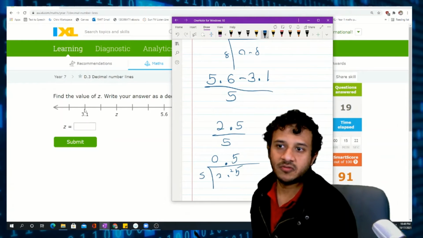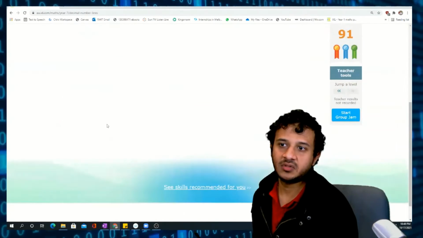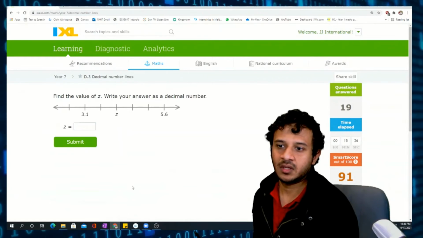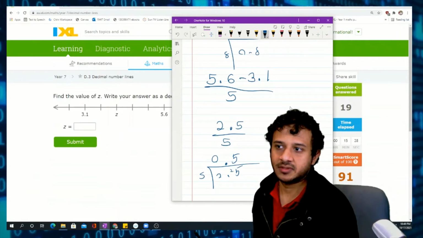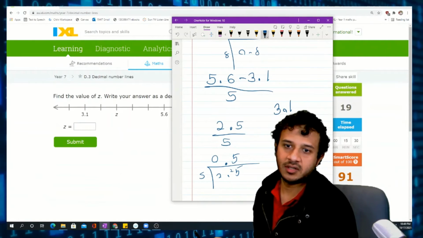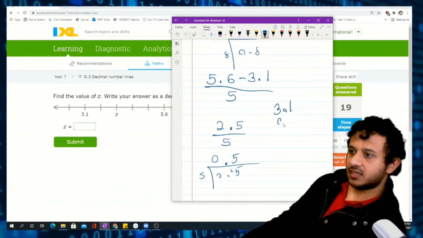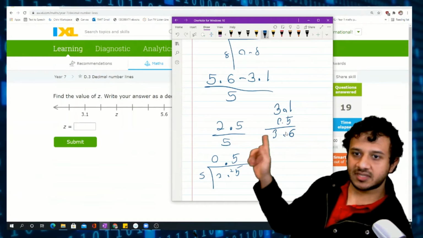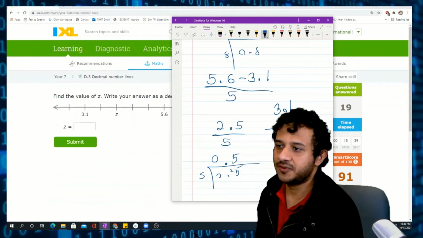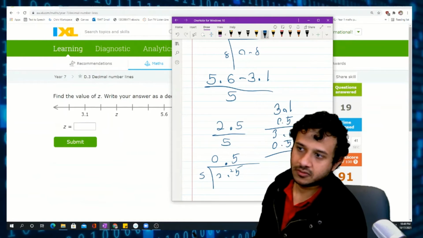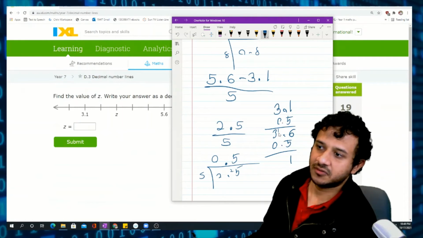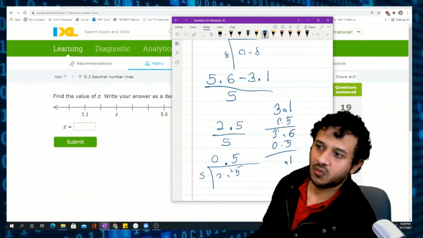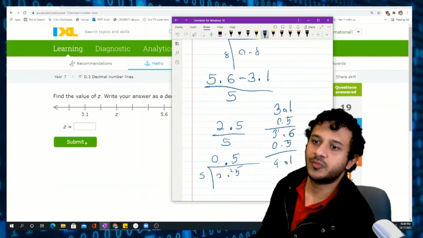So I have to move how many 0.5s? 1 and 2. Oh, sorry, 2 increments of 0.5. Okay. So from 3.1, I had to increase it by 0.5. That's a 3.6. That 3.6, I had to increase by one more 0.5. So 5 plus 6 is 11. 1 goes to the neighbor. Dot and dot is dot. 1 plus 3 plus 0 is 4.1.